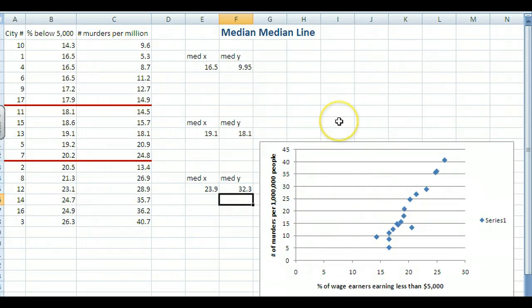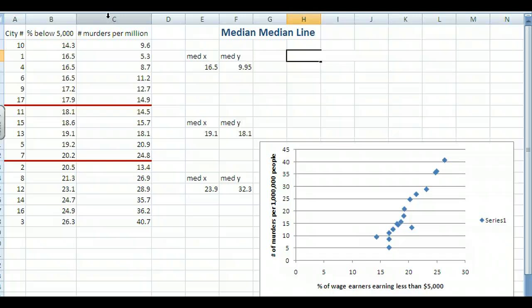Cool. I got three summary points: a summary point for the first set of data, a summary point for the middle set of data, and a summary point for the last set of data. We're all set to create the line. We're going to use two of these summary points, the first and the last, to calculate the slope of the median-median line. And we'll use the middle summary point as a data point on that line. So the first and last to calculate the slope, and the middle one for a given point on the line.